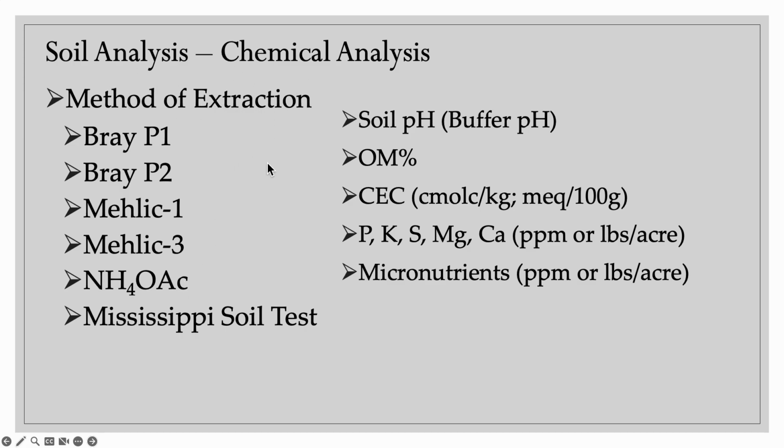The method of extraction is going to be important depending on the region of the country that you're from. There will be several options for you. When you look for your lab, find out what the method of extraction is. Typically in Tennessee, they do a Mehlich 3. From our soil test results, you'll get all of these components. And from that, you'll determine what your rates, and it kind of gives you an idea of interpreting that soil test report.